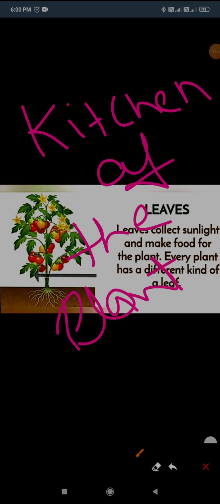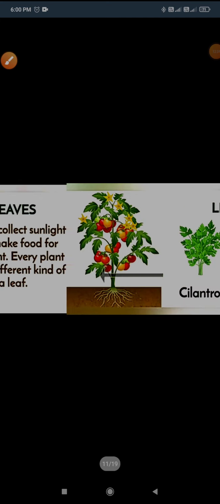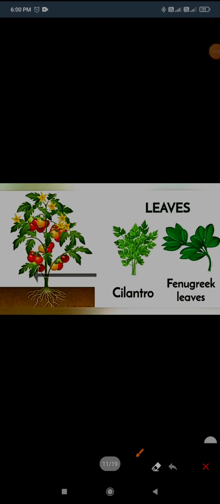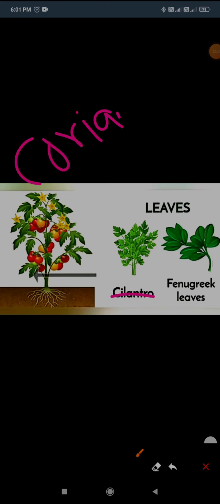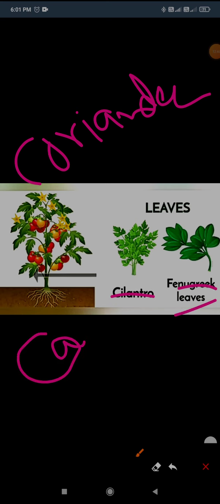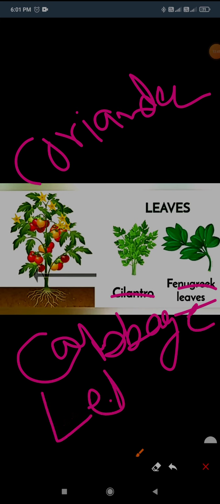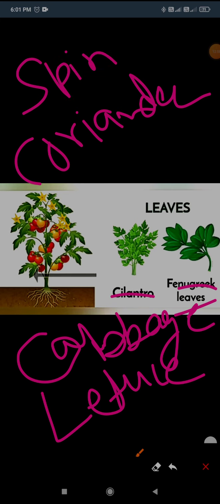So I think you would have understood. Okay, the next is leaves. Here is some example given. Here it is coriander. This is cilantro. Also you can say coriander leaves, the fenugreek leaves, or cabbage also. Cabbage is an example of a leaf. Lettuce is also an example of leaves that we used to eat. This part we eat. Spinach also we eat.